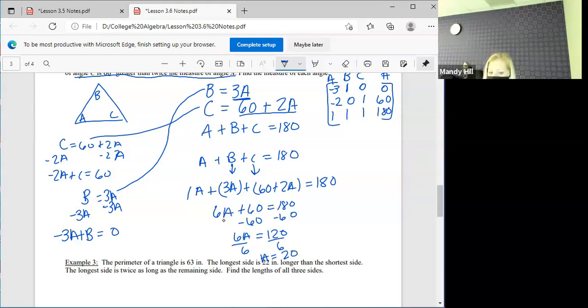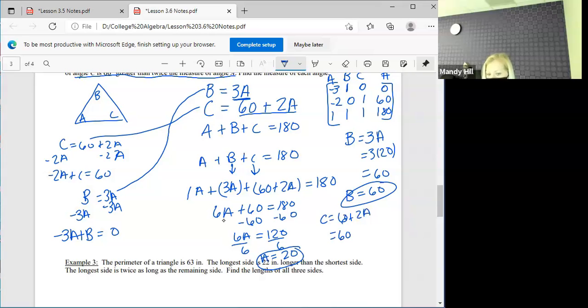Okay, we found A. To find B, B is just 3 times A, and A is 20, so 3 times 20, so B is 60. To find C, C is 60 plus 2A. So 60 plus 2 times 20, 100. And I would always go back and make sure 20 plus 60 plus 100 is equal to 180. Does my answer even make sense?